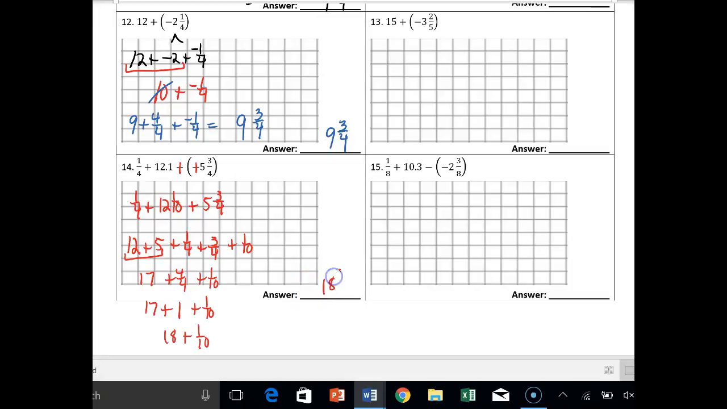So 18 1/10. This is a pretty tricky homework assignment. You need to make sure that you're trying to use the commutative property of addition. You need to remember your benchmarks of decimals to fractions. And if you have questions, you obviously need to call me.